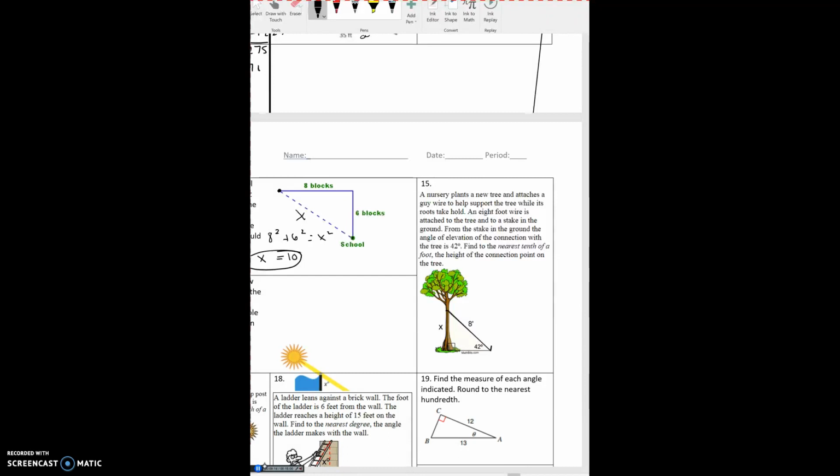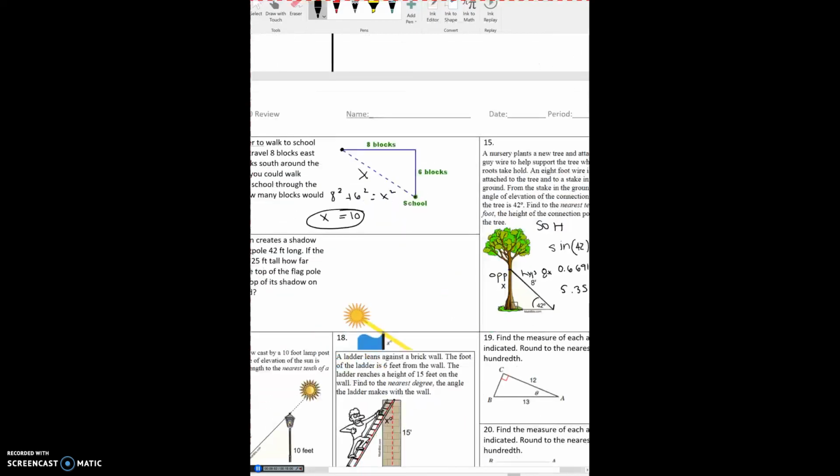So we are looking for x right here. This is my angle, I'm going to label. I have opposite and hypotenuse, therefore I'm going to be using the sine of my angle is equal to the opposite over hypotenuse. The sine of 42 is approximately 0.6691. Multiply both sides by 8, and you get x equals 5.35.